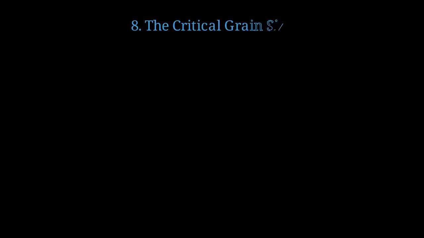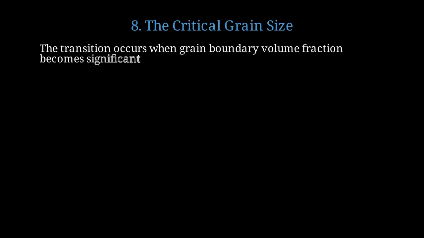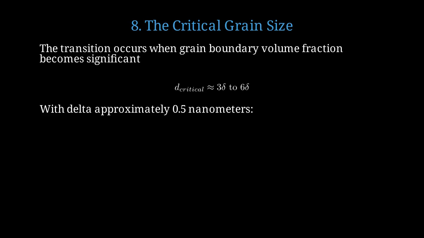Let's estimate the critical grain size where the transition occurs. The transition occurs when the grain boundary volume fraction becomes significant enough to change the dominant deformation mechanism. A rough estimate is that the critical grain size is about 3 to 6 times the grain boundary thickness delta. With a grain boundary thickness of about 0.5 nanometers, the critical grain size is approximately 1.5 to 3 nanometers for the onset of grain boundary-dominated behavior.